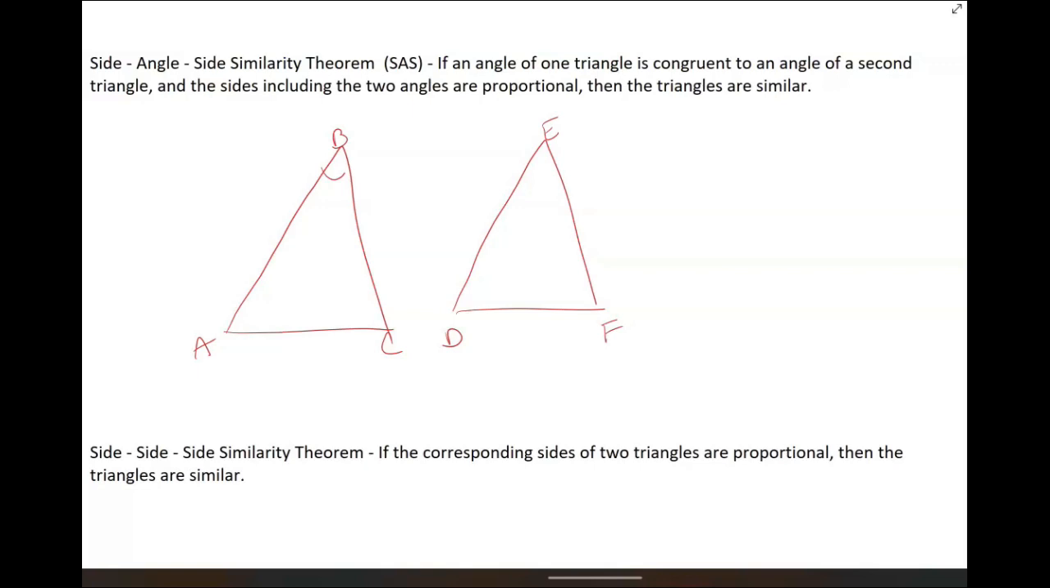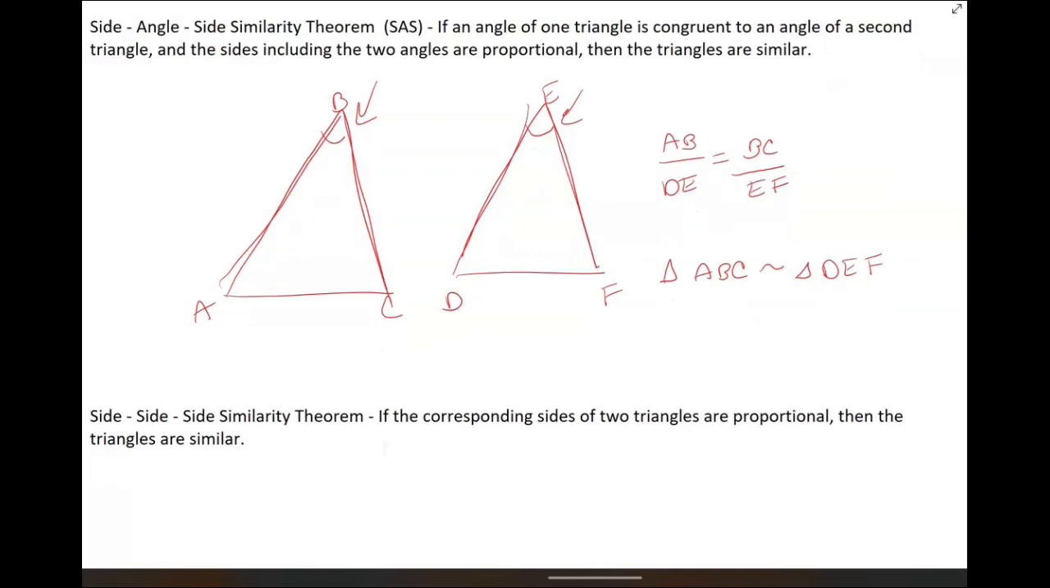And this one says if they have a set of congruent angles, and if side AB is proportional to DE, and that's the same thing as BC is to EF, then the triangles are similar. And we would write a similarity statement. So ABC is similar to DEF. Okay, so those are the sides that form the included angle.